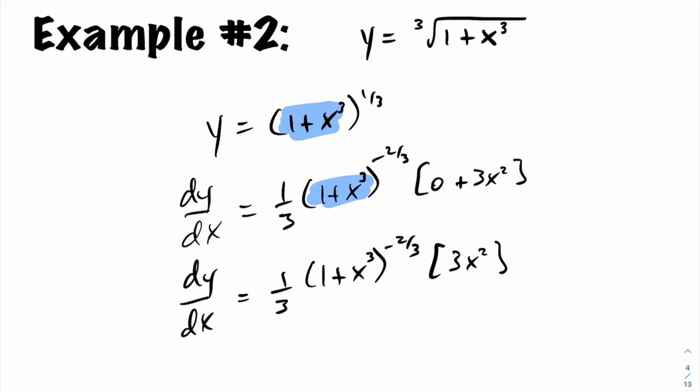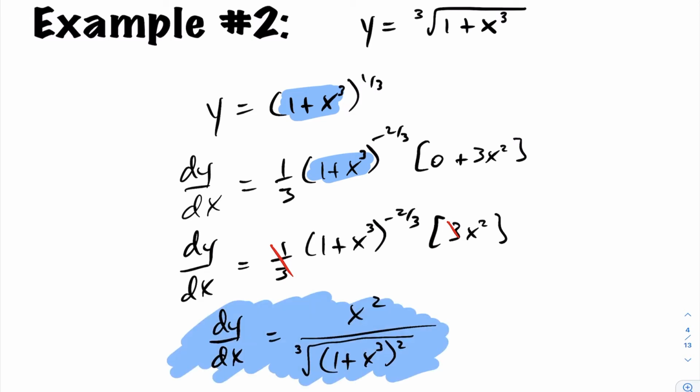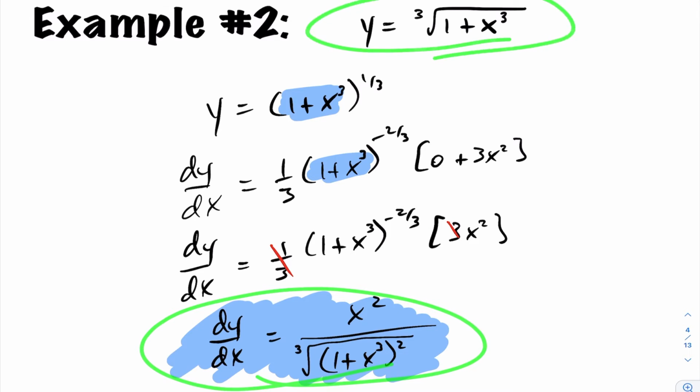We can simplify this a bit. A third and 3 will cancel off, and we end up getting dy/dx equals x squared over the cube root of (1 plus x cubed) squared. So this is the derivative of our function here using the chain rule.